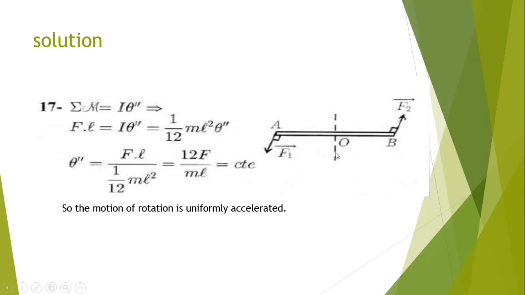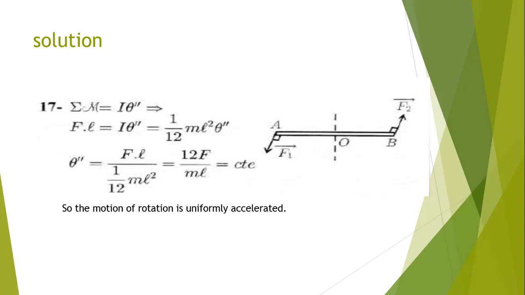Since the weight has a line of action parallel to the axis, the moment of the weight is equal to 0. And since the reaction of the axis has a line of action cutting the axis, the moment of the reaction of the axis is also equal to 0. So we have to calculate only the moment of the couple formed by F1 and F2.